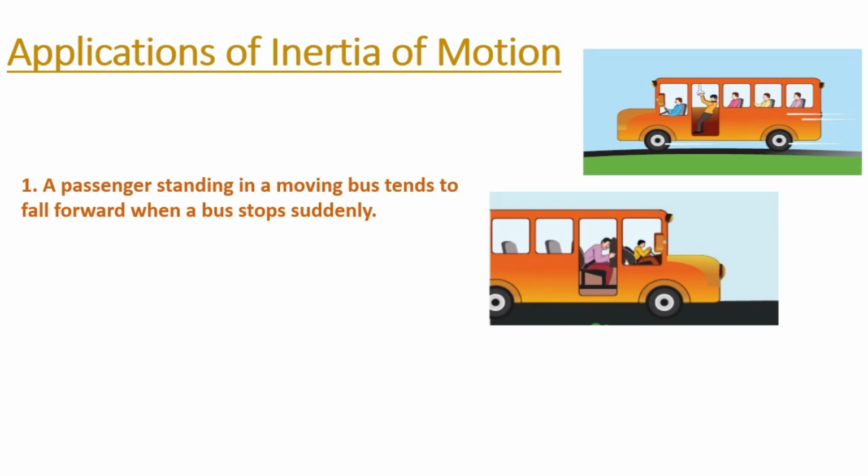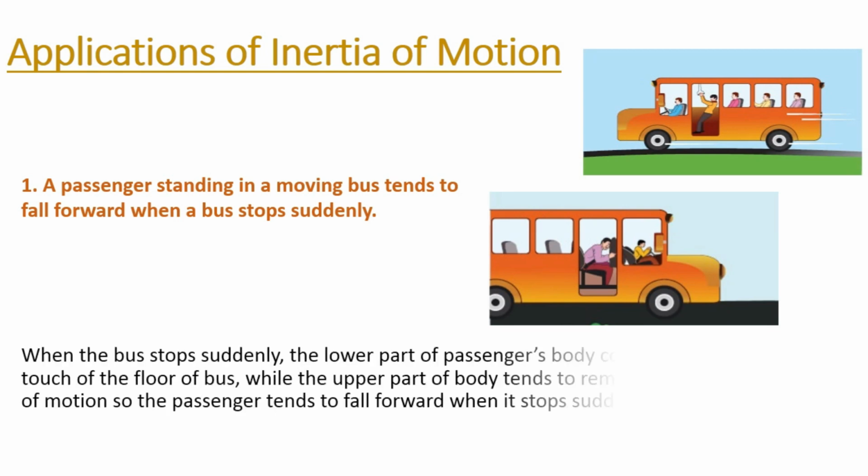When a bus stops suddenly, the bus comes to rest. And the passenger's lower part, which is in contact with the floor of the bus, will also come to rest, because the bus is coming to rest. But the passenger's upper part of the body was in motion. That's why it tends to remain in the motion state. So, to oppose that, the passenger will fall in which direction? Forward direction.